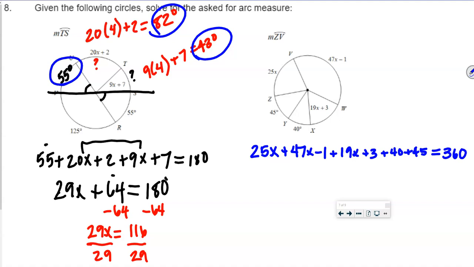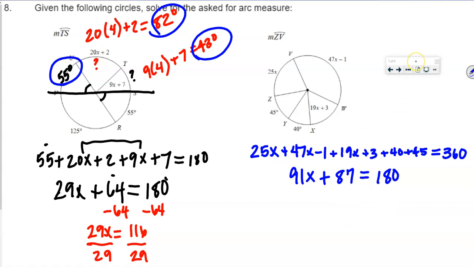So we're going to combine all our like terms. When we add the 25, the 47, the 19, that gives us 91x. And then we're going to combine the negative 1 plus 3 plus 40 plus 45. Do all that in your calculator. So that's 87, and that equals my 360. Oh, sorry, I said 180. That should be 360. Almost made an error there, didn't I?